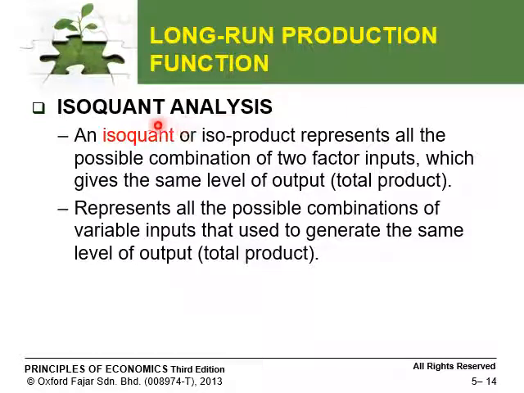In the long run, that's why they use isoquant analysis. What is isoquant analysis? When all inputs become variable inputs, the combination between these variable inputs will create some level of output, or total production. So it means that production becomes more flexible compared to the short run production, which consists only of fixed input and variable input.